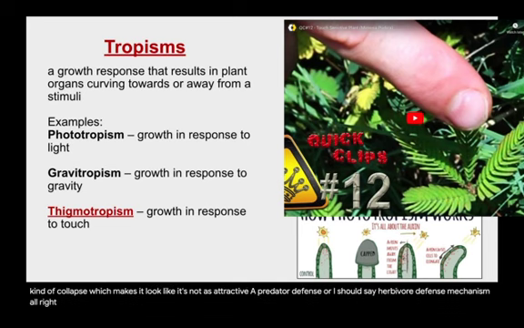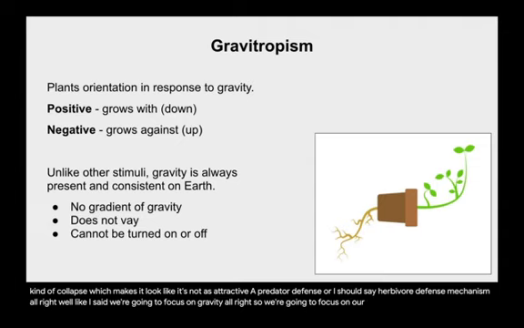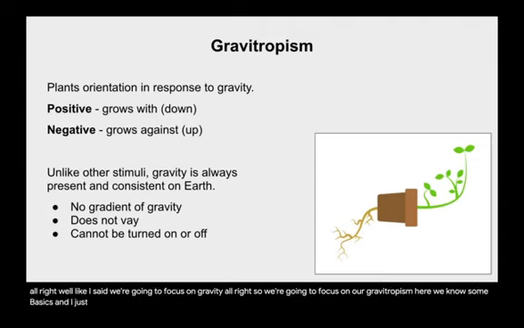All right. Well, like I said, we're going to focus on gravity. So we're going to focus on gravitropism here. We know some basics, and I just want to go over the basics here. A plant's orientation in response to gravity can be positive, so it grows with gravity. With gravity would be growing down, like our roots. It can be negative and grow against gravity, so it grows up.